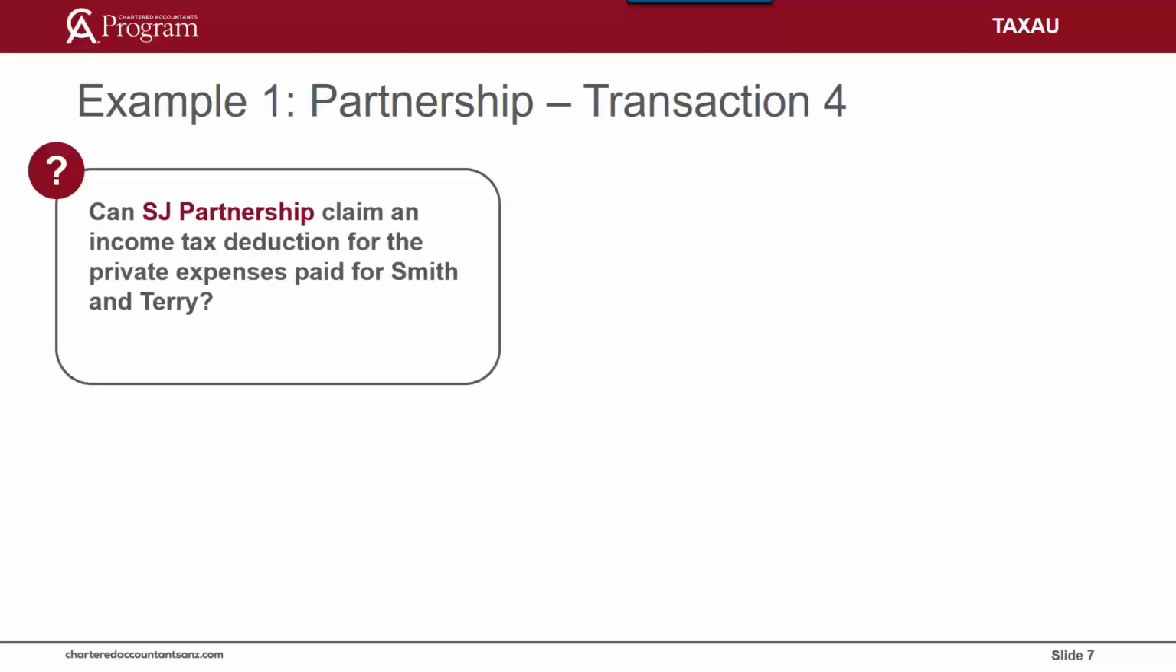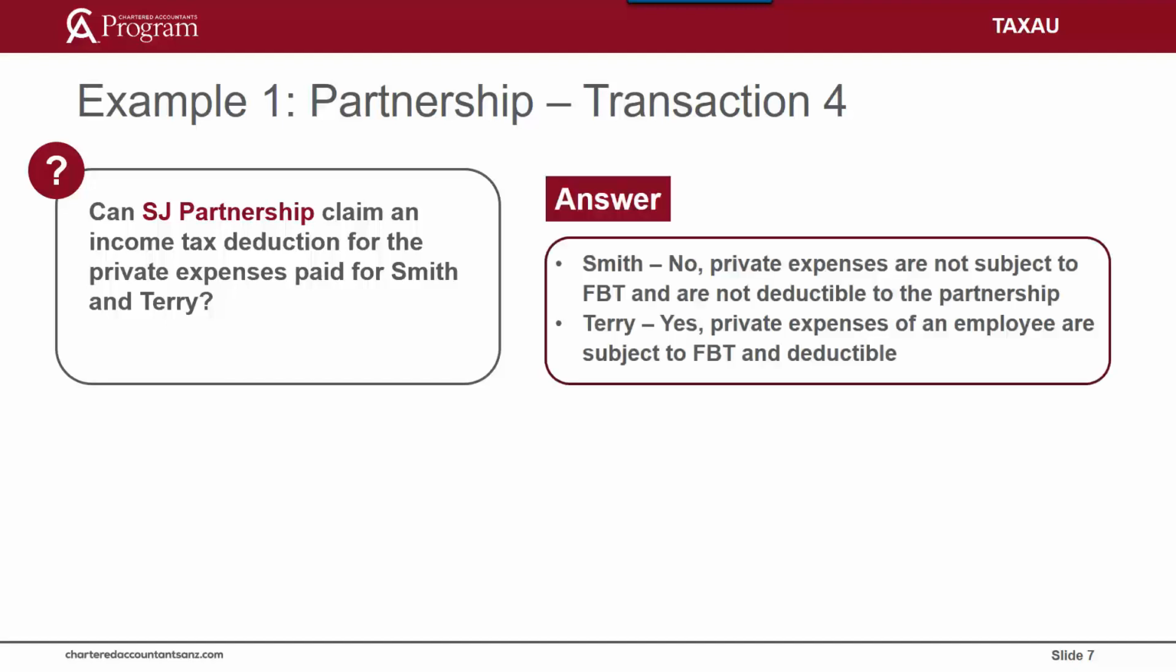Can SJ Partnership claim an income tax deduction for the private expenses paid for Smith and Terry? The correct answer for the school fees paid on behalf of Smith totalling $7,000 is no. Private expenses are not subject to FBT as partners are not employees of the partnership. Further, as the expenses are private expenses, school fees for Smith will not be deductible under Section 8.1 to the partnership. However, the correct answer for the school fees paid on behalf of Terry totalling $5,000 is yes.